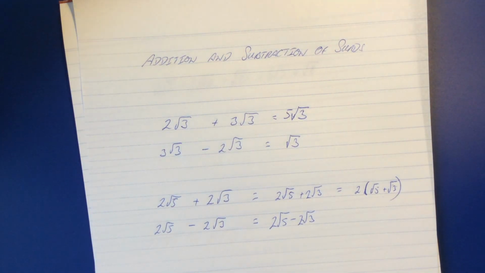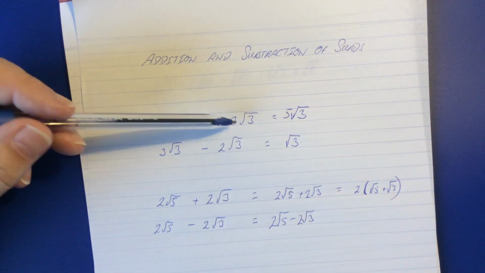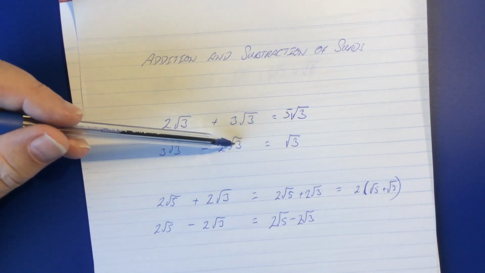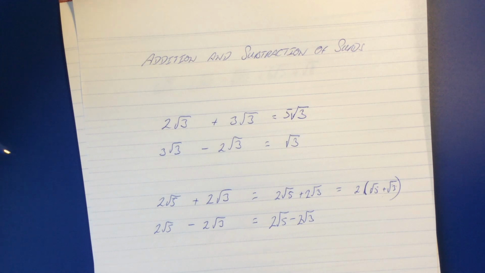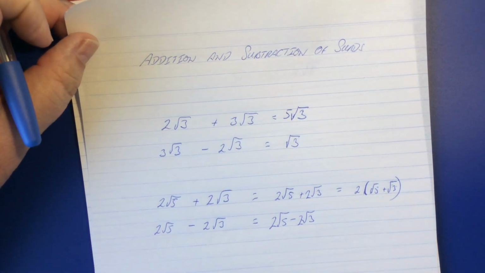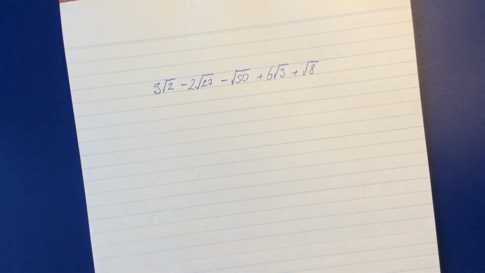Okay, so very, very simple rule. If these are the same, you can add or subtract them. If they're not, forget about it. With one little wrinkle. There's always this little proviso. Now, have a look at this.